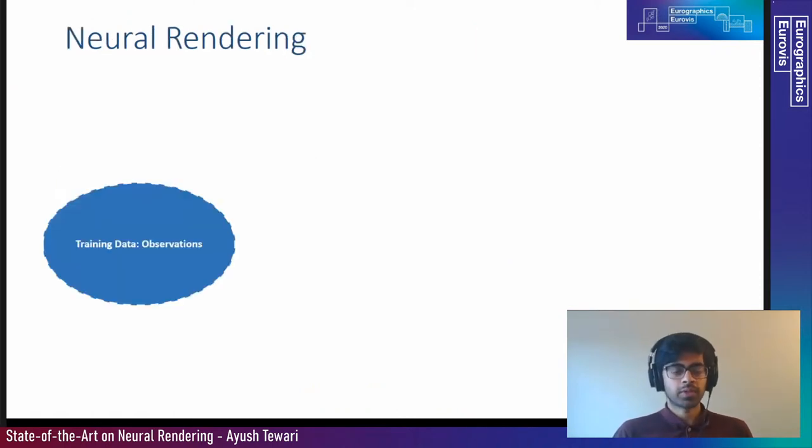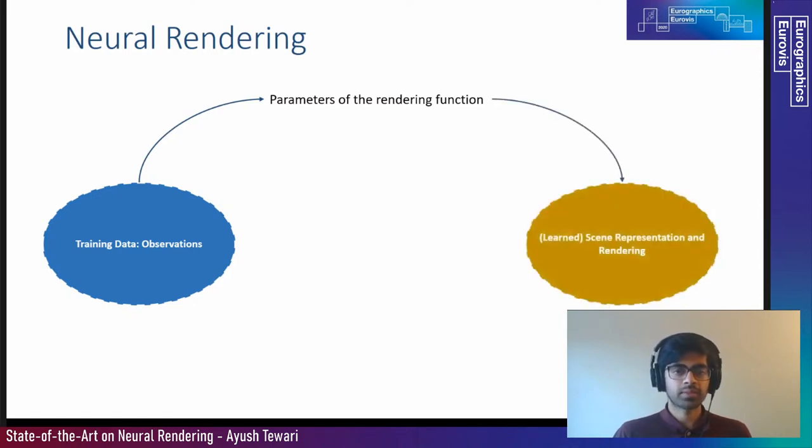So based on what we saw now, here is a high-level description of a neural rendering algorithm. We start with our training data, our observations, and the corresponding parameters of the rendering function. Once we have this, we learn a scene representation and rendering function using conditional generative models, which takes these rendering parameters as input. To train these methods, we use the observations again to design the loss functions similar to the ones we just saw.